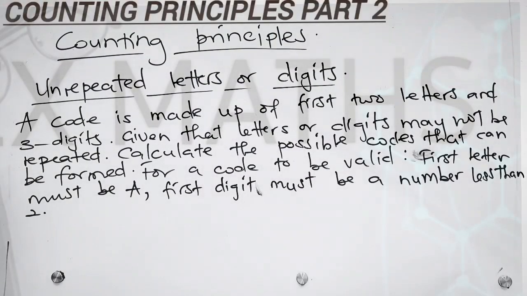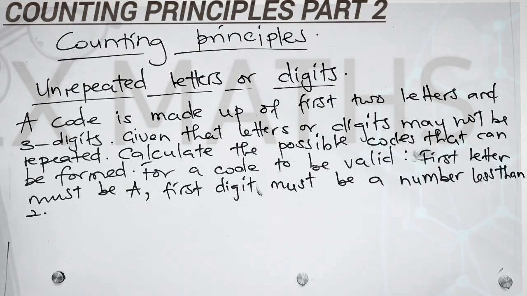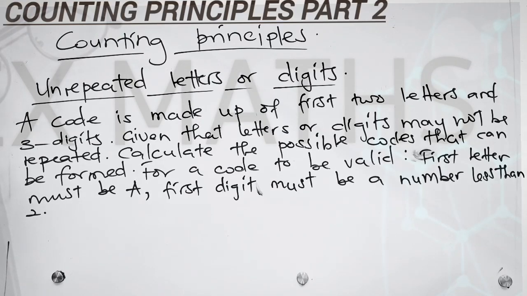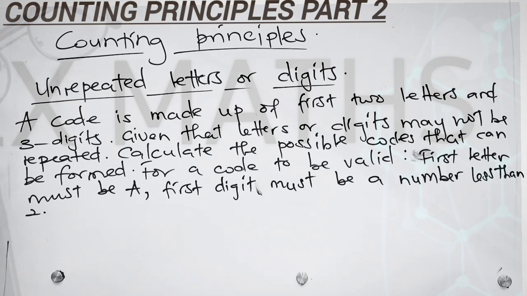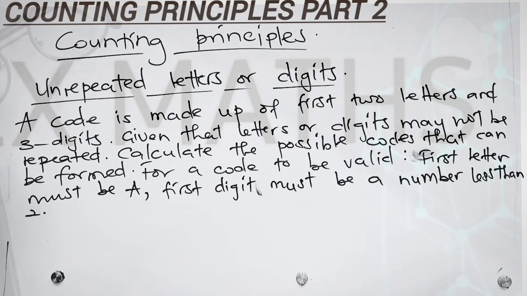Now we're doing counting principle with repeated letters or digits. In this case, we don't want to see any repetition of letters or digits. So the question reads, a code is made up of the first 2 letters and 3 digits. Given that letters or digits may not be repeated, calculate the possible codes that can be formed.